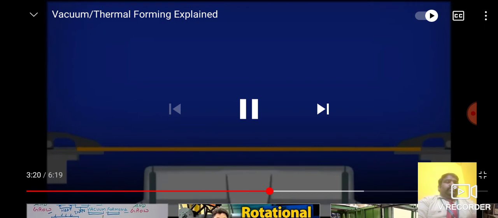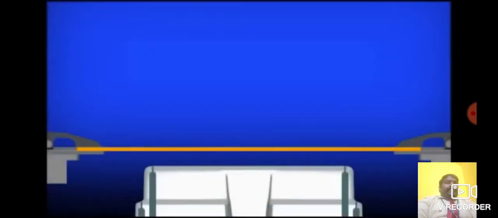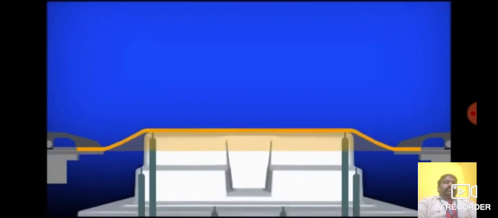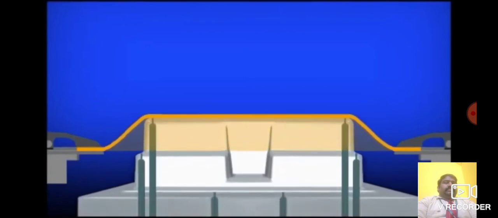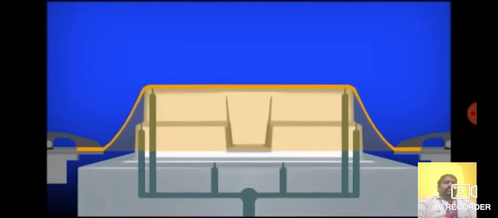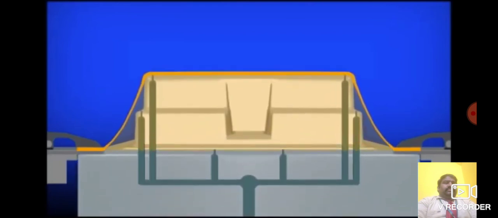If we form the part on a male mold, the mold moves up to the heated sheet. The plastic first touches the metal at the projection, and this plastic is held there and begins cooling. The rest of the sheet thins as it is stretched to the flanged region. The sheet is sealed around the mold and vacuum is applied. Atmospheric pressure presses the sheet onto the mold.